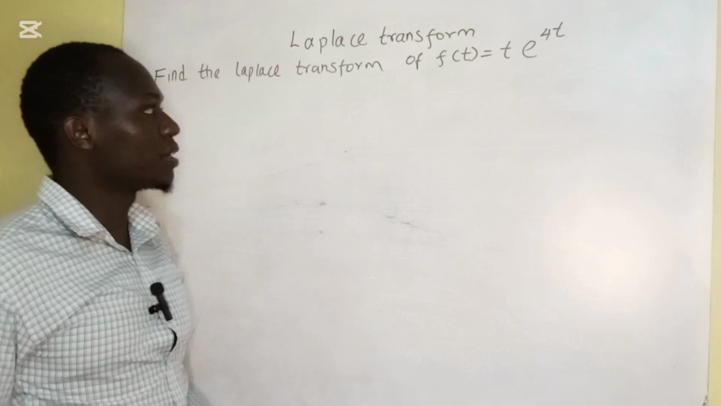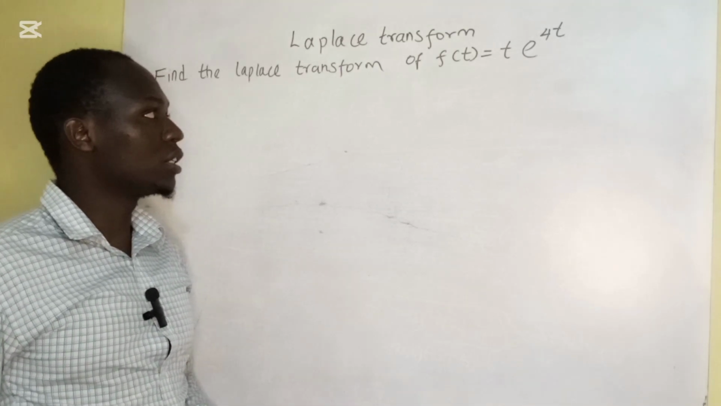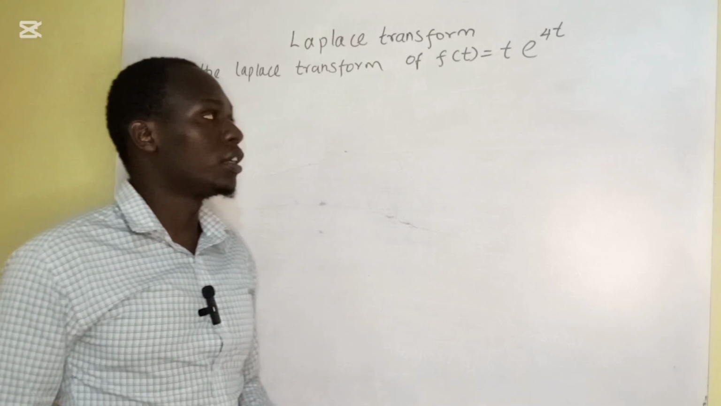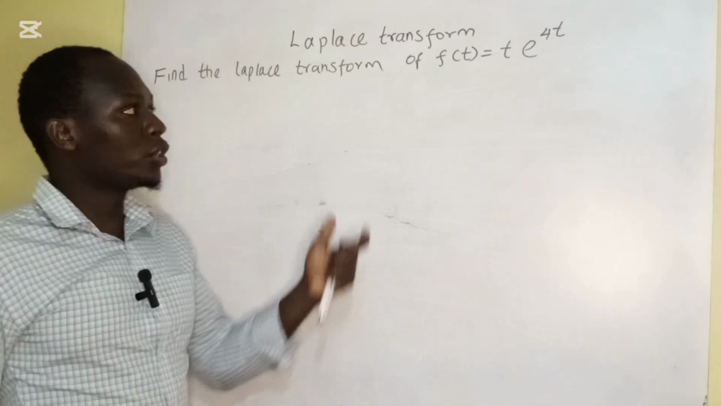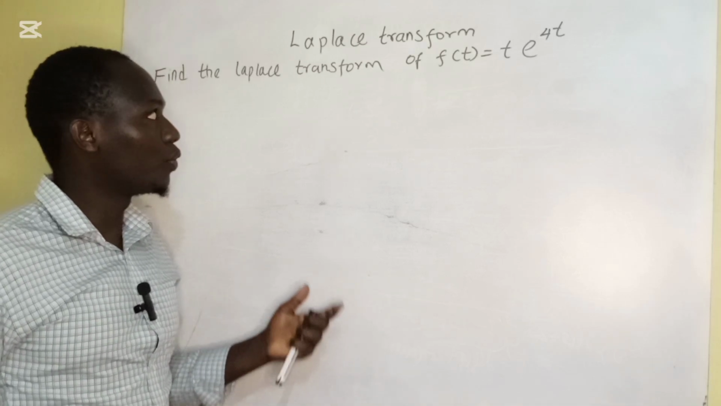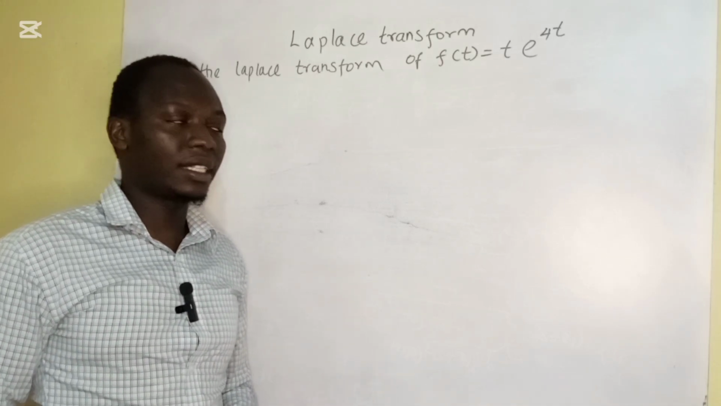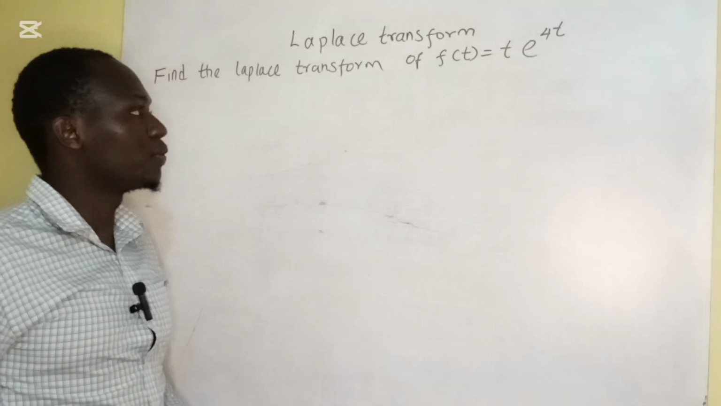Today we are going to discuss an example where you are asked to find the Laplace transform of the function f of t equals t e to the power 4t. What you need to understand is how to apply the first principle formula. When it comes to the first principle, the first thing that we need to understand is the first principle formula.